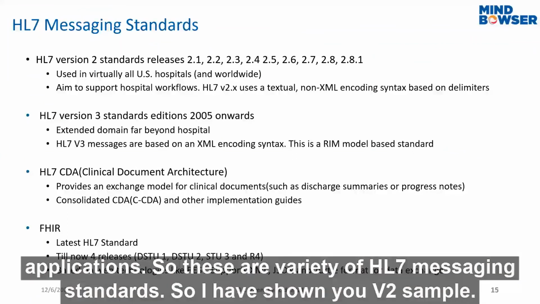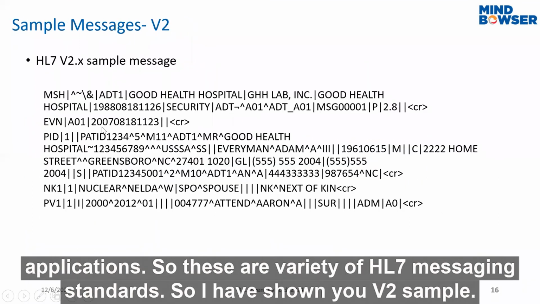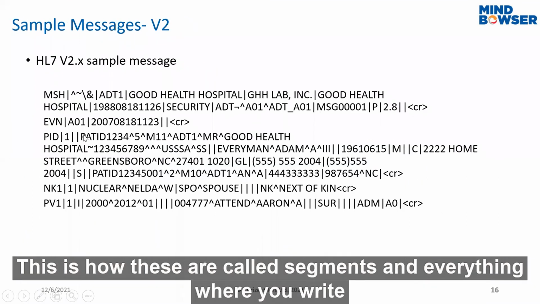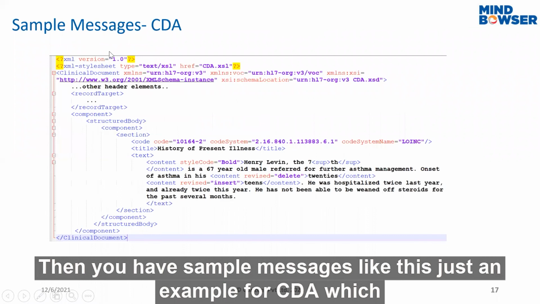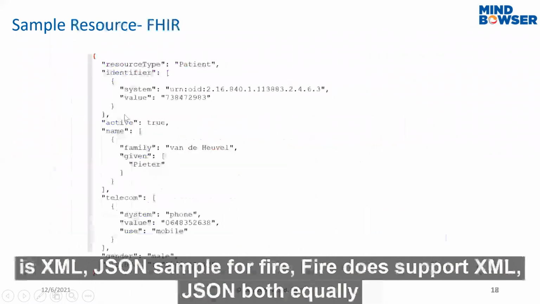So these are a variety of HL7 messaging standards. I've shown you a V2 sample. These are called segments, and everything where you write what information is predefined and written here. Then you have sample messages, like an example for CDA, which is XML, and a JSON sample for FHIR. FHIR does support XML, JSON both equally.